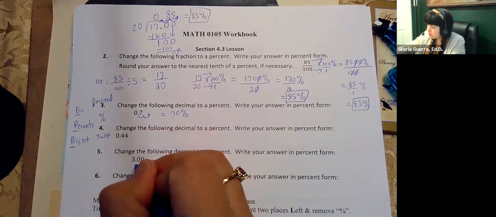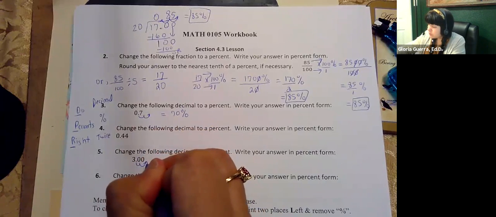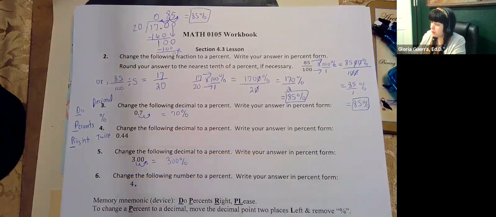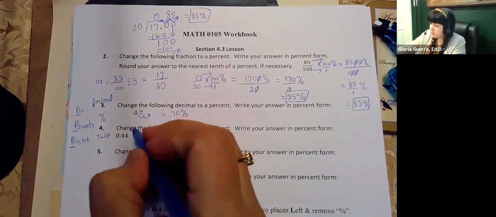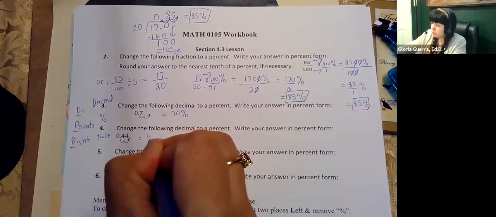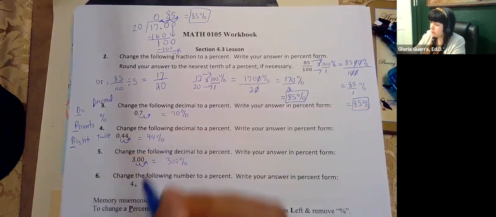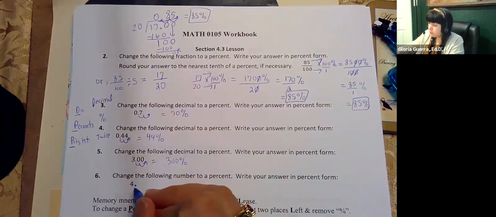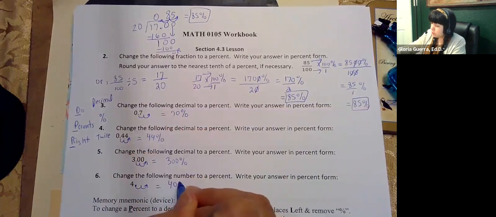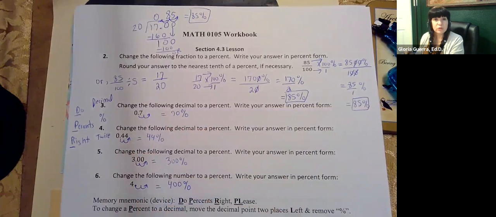So all these, I could move the decimal over 2 places to the right. This would give you 300%. Oh, I skipped this one, sorry. Move this over 2 places to the right. That would give you 44%. And then on the 4, I can move that 2 places to the right. That would give you 400%. So those are all things you can do to show your work.